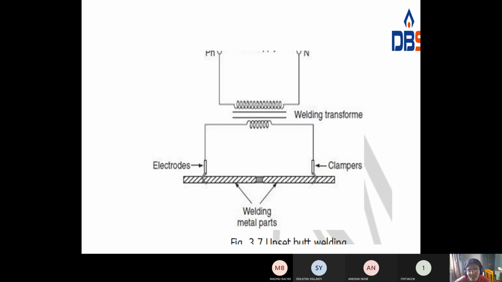So this is a welding step down transformer. At that time the current will pass to these clamps, so these two parts will be welded directly. They are melted up to the melting point, and because of this heat the two are welded. So this is nothing but offset welding.